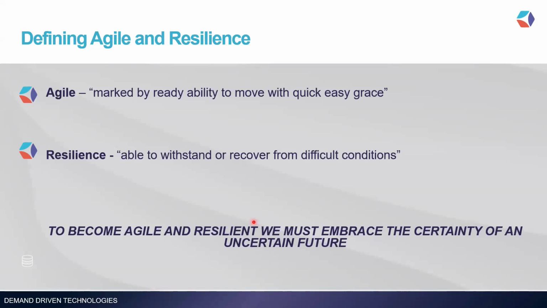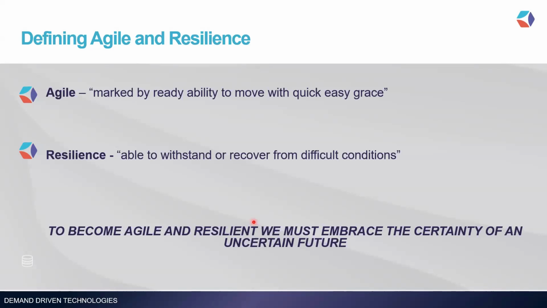But the path there starts with one fundamental shift in our mindset. And that is that we have to accept that we can't predict the future. And so we have to embrace the one thing we do know is that the future is uncertain. We have to embrace the certainty of an uncertain future. And this shift in thinking is really, really critical if we're going to make any fundamental changes to how we build, how we operate, how we react to the market, and things like that.